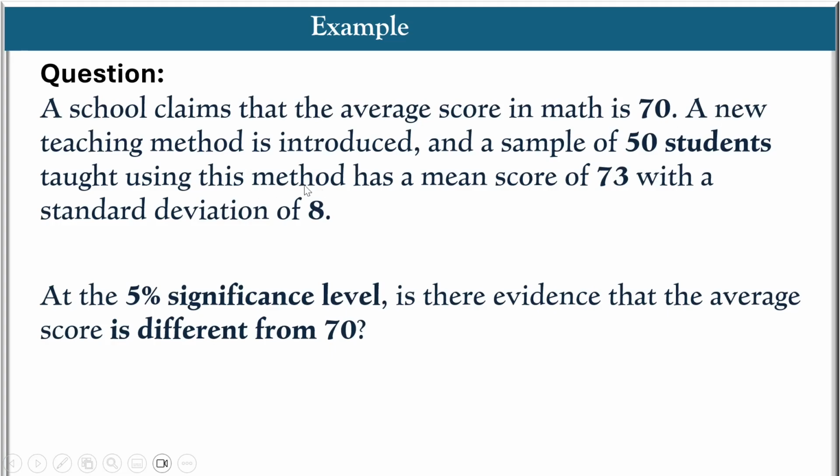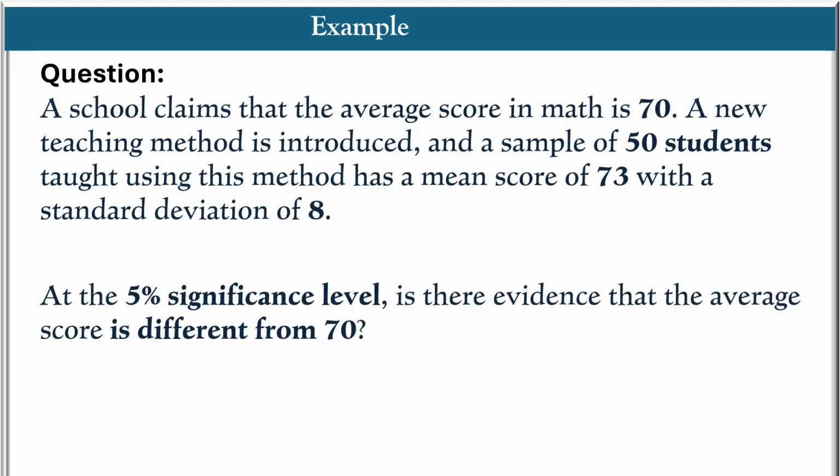So a new teaching method is introduced. A sample of 50. So the 50 here is a large sample. In statistics, 50 is a large sample. A small sample is any sample below 30. So above 30 is a large sample. So we can use the Z test. The Z test is mostly used for large sample with known standard deviation. But if it's a large sample, the population standard deviation is not known, we can still use the Z test.